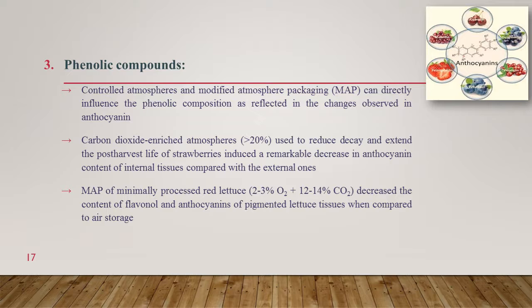Now moving to the next slide, which is phenolic compounds. Controlled atmosphere and modified atmosphere packaging can directly influence the phenolic composition, as reflected in the change observed in anthocyanin. A carbon dioxide enriched atmosphere, which is less than 20%, used to reduce decay and extend the post-harvest life of strawberries, induced a remarkable decrease in anthocyanin content of internal tissues compared with the external ones.